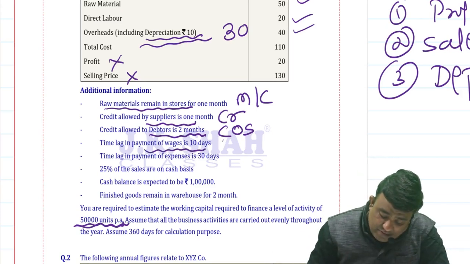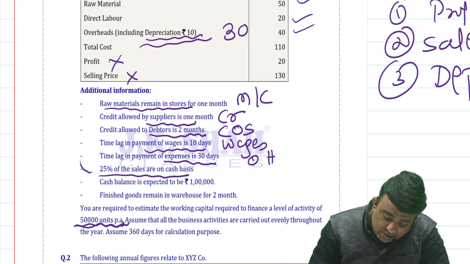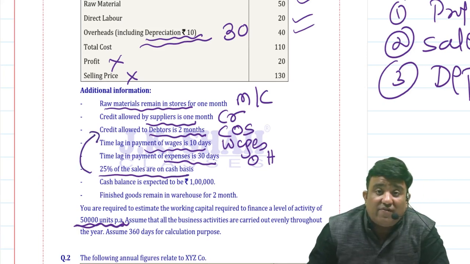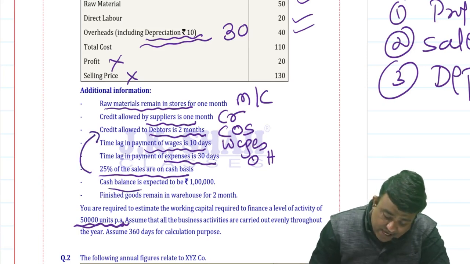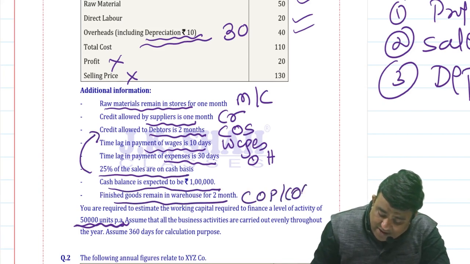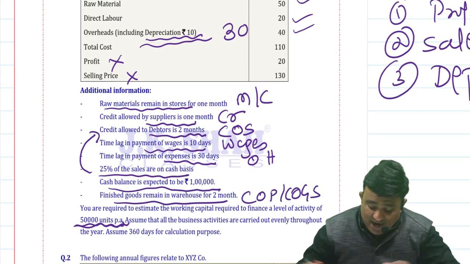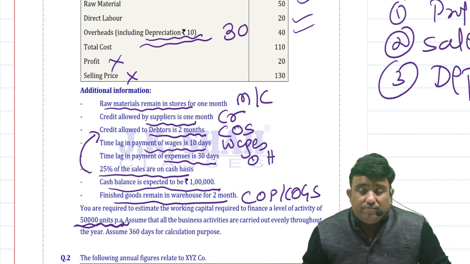Outstanding wages will be on wages. Outstanding expenses are based on overheads, that is, the expense level. 25% of sales is cash, so debtors will be calculated only on 75% of cost of sales. Cash balance is directly given. Finished goods is based on COP or COGS, depending on the information available. And thereafter, your working capital requirement is ready.